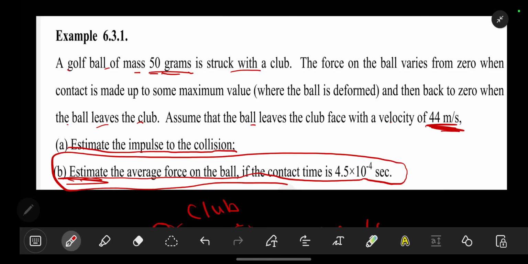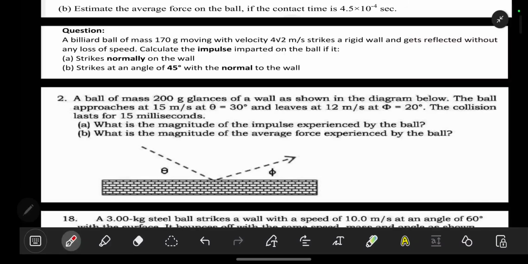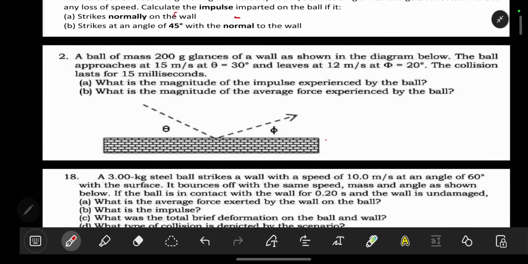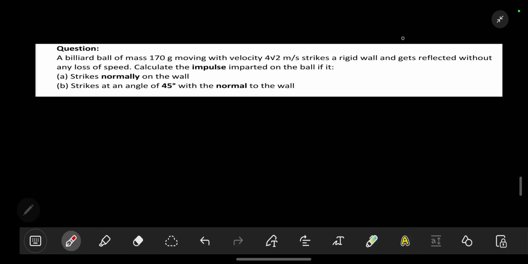Now let's move on to some challenging questions on impulse. These are the questions we are going to solve. This one, and this one. So we have a billiard ball of mass 50 grams that moves with a velocity of 4√3 meters per second, strikes a rigid wall and gets reflected without any loss of speed, meaning to say the speed is the same. Calculate the impulse imparted on the ball if it strikes normally on the wall.